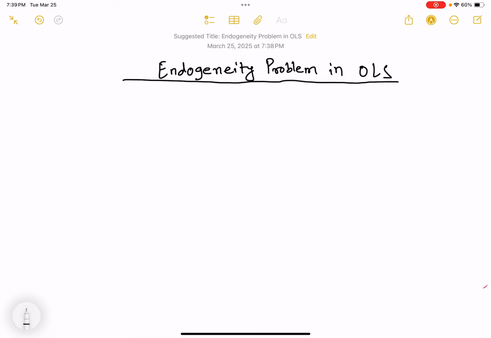Today we are going to discuss the endogeneity problem in OLS. To discuss this, let me write first the OLS equation. Let's say we have dependent variable wage that depends on education. This is our constant term, parameter of interest, our independent variable, and some random error. To identify this one, we have one assumption which is called the exogeneity assumption.